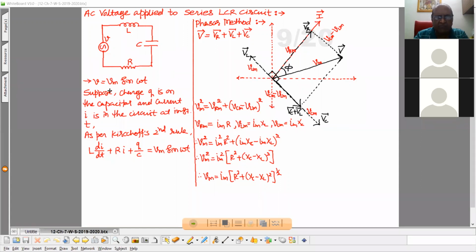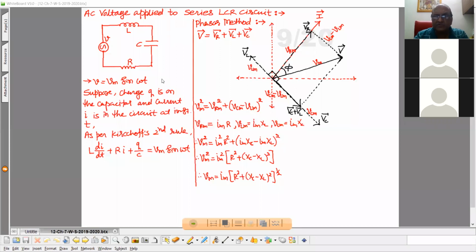Now see, the supply voltage V is Vm sin omega t. Now suppose at a particular instant t, the charge on the capacitor is Q and the current in the circuit is I. Then we can write the potential drop across the inductor as L dI by dt, across the capacitor as Q by C, across the resistor as IR.